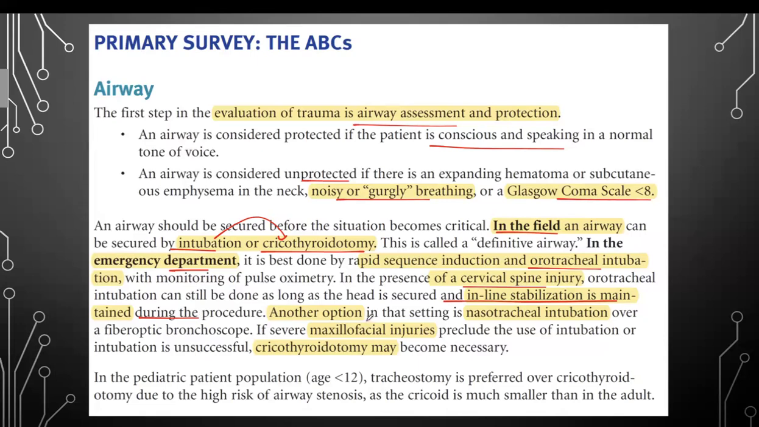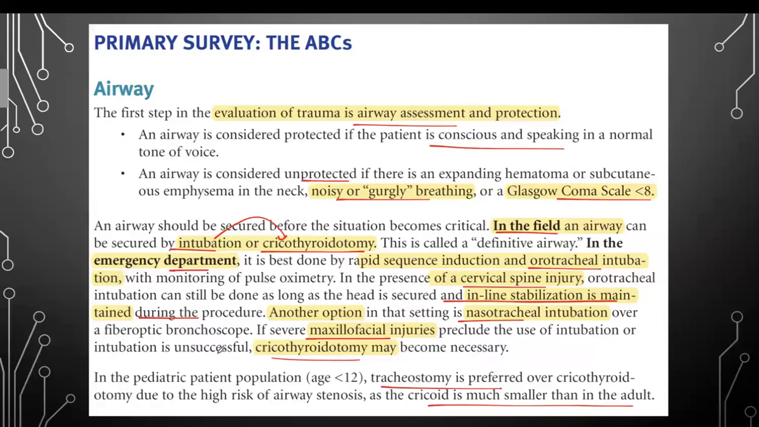So if orotracheal intubation becomes a bit tricky, you can try nasotracheal intubation. But there are times when you can't go for intubation, especially if there is a maxillofacial injury. If a patient has a severe facial injury, then we can't actually go for intubation. In that patient, cricothyroidotomy will be necessary. We normally don't do tracheostomy in adults, but in the pediatric population, tracheostomy is preferred over cricothyroidotomy because in children, the cricoid is very small compared to adults.